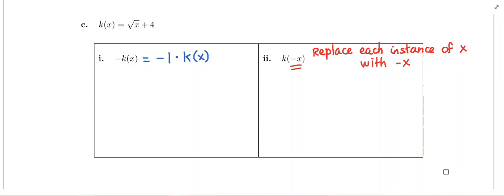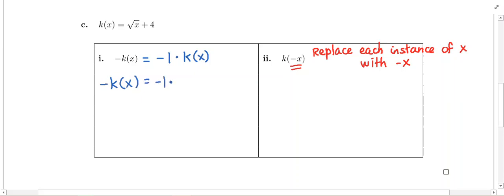Okay, so now that we've refreshed our memories on that, let's go back to part 1 and actually do this. Okay, so if we're trying to find negative k of x, all we're going to do is take negative 1 and multiply it through the function. So the function is the square root of x plus 4. It has two terms, the square root of x and the positive 4.